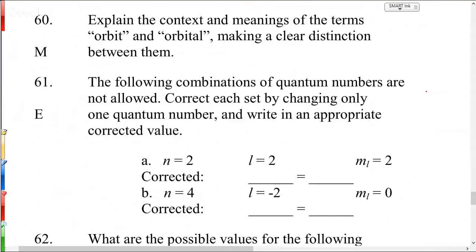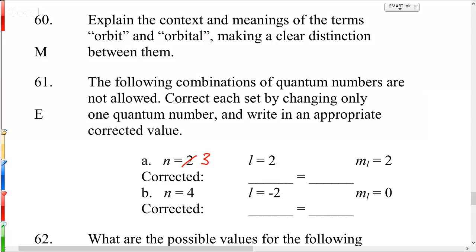The following combinations of quantum numbers are not allowed. Correct each set by changing only one quantum number and write in an appropriate corrected value. So for the first one, it says n equals 2, L equals 2, ML equals 2. How could we correct that by changing only one number? Yeah, we have to bump this up to 3.